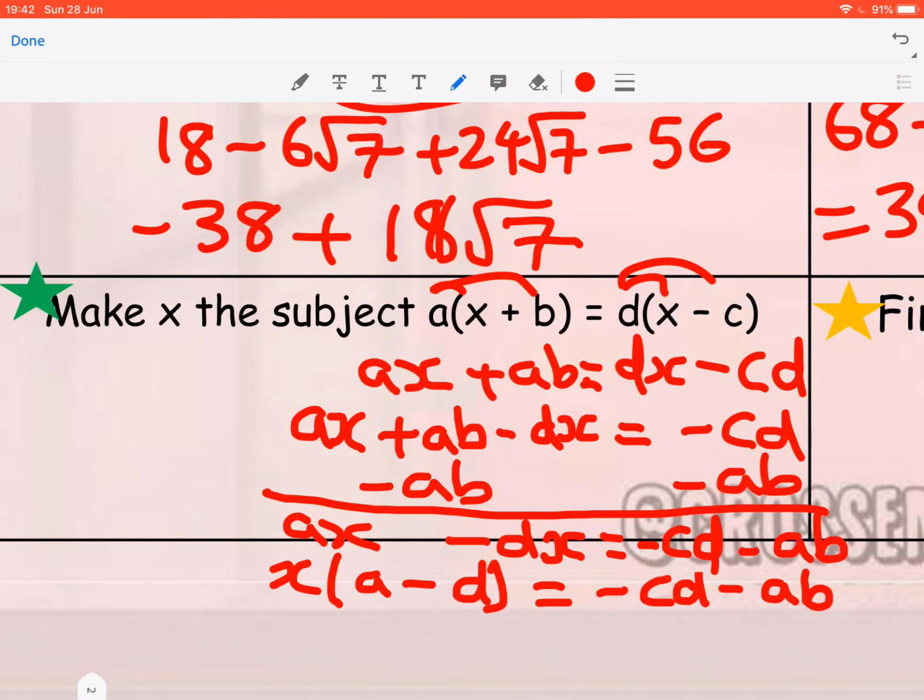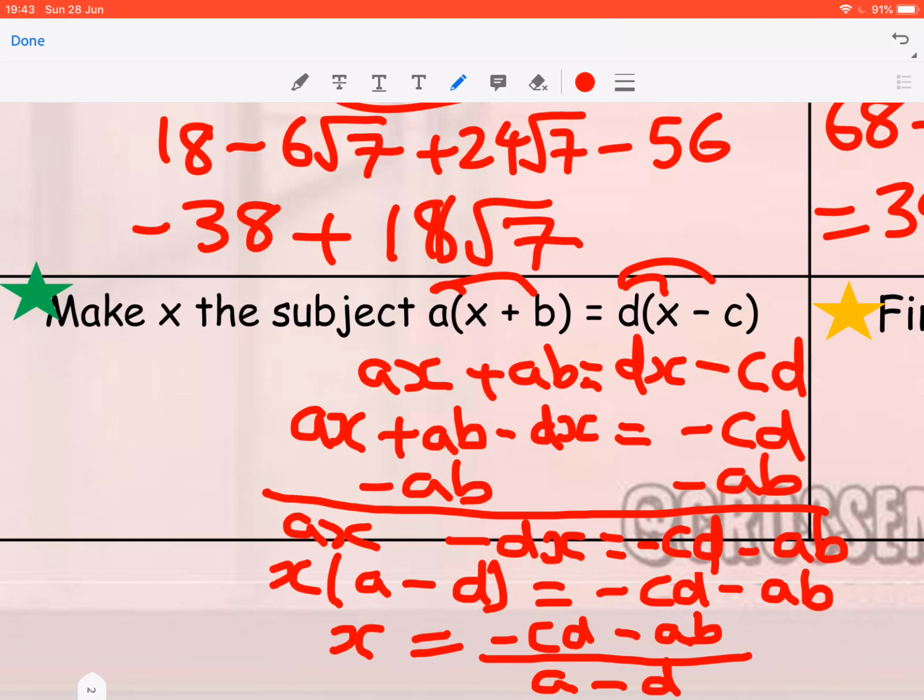Now once I'm there, my last line, I'm going to divide through by a minus d. So x equals minus cd minus ab all over a take away d. So you'll notice all of the steps I've followed there are really straightforward solving equation steps, but you're not going to get a final number answer and there's a lot of letters going on. But just follow your simple steps and it should be okay.